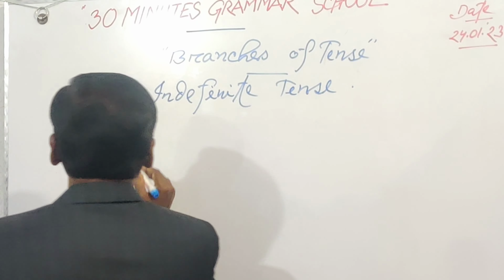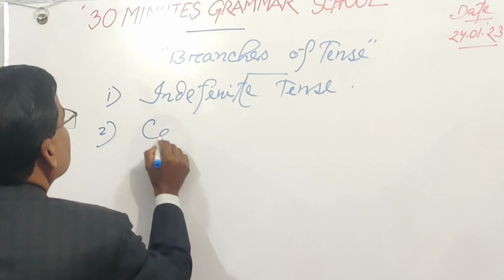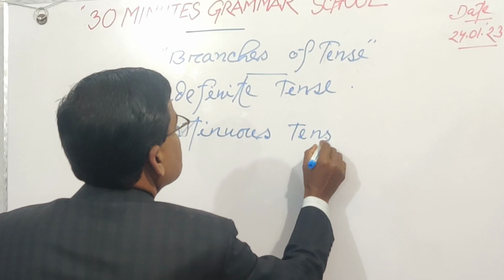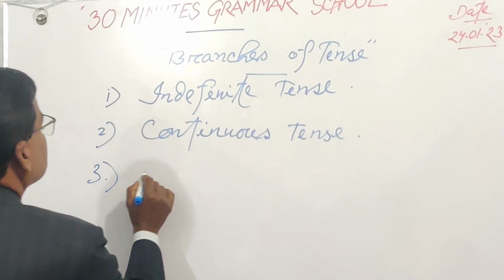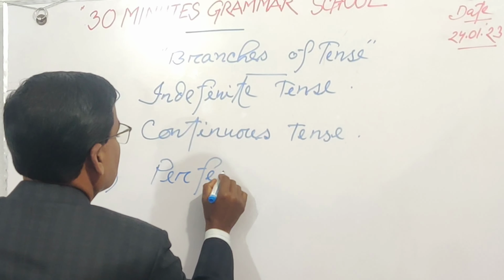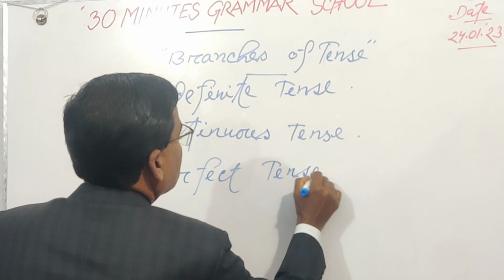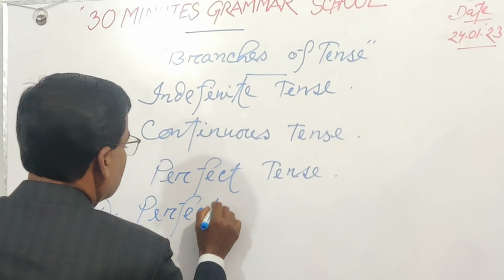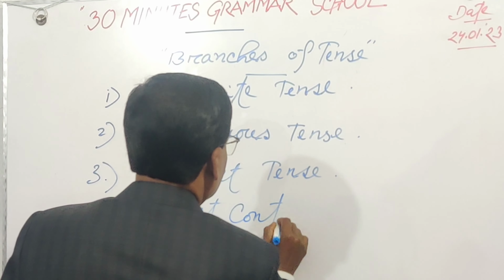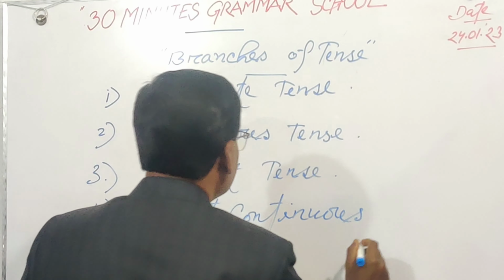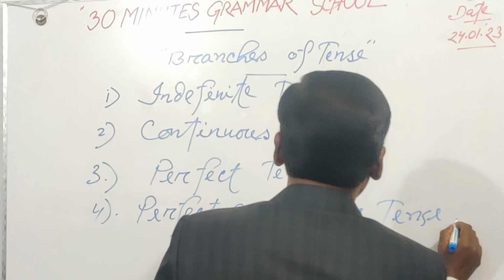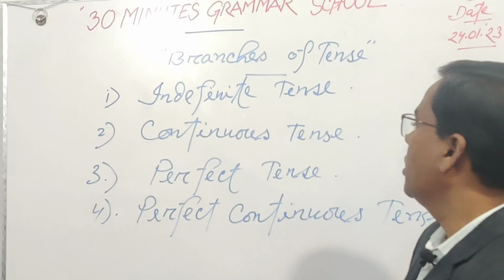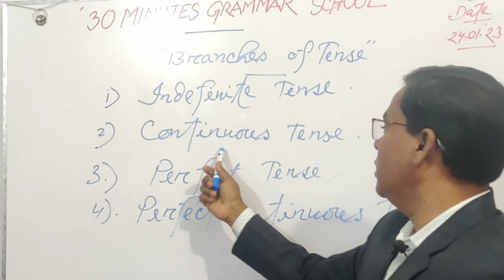Indefinite tense. Number 2. Continuous tense. Number 3. Perfect tense. And number 4. Perfect continuous tense. Are the writings clear to everybody? Okay, clear. So look here, the branches are 4 kinds and they are indefinite, continuous, perfect and perfect continuous.